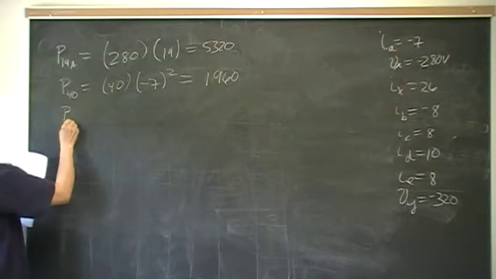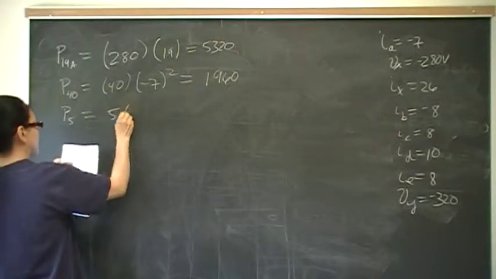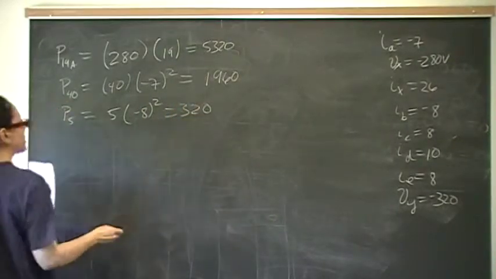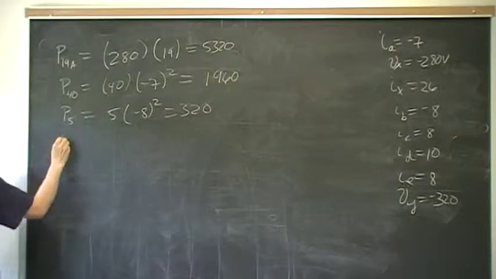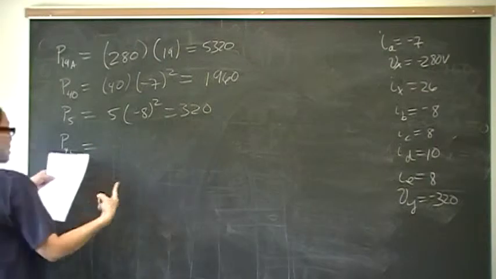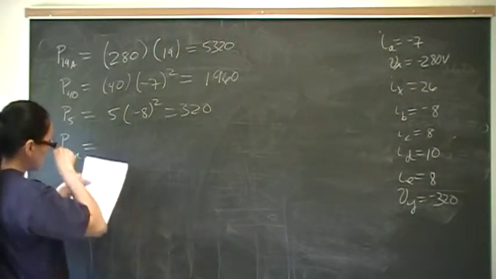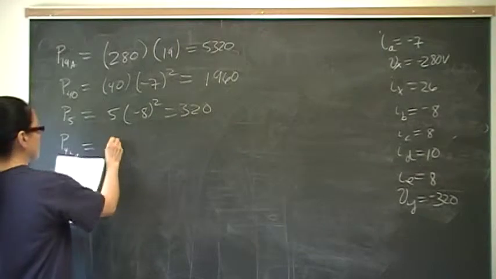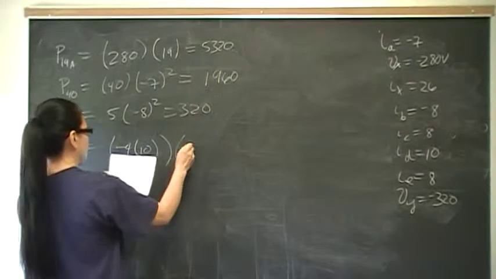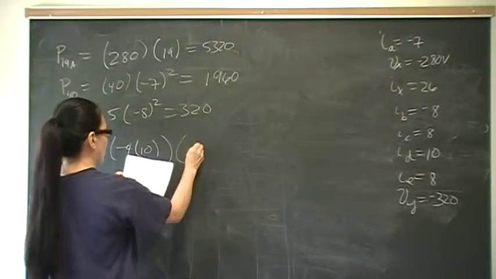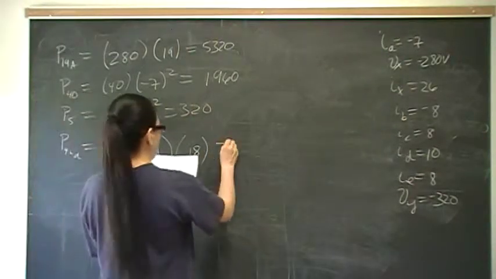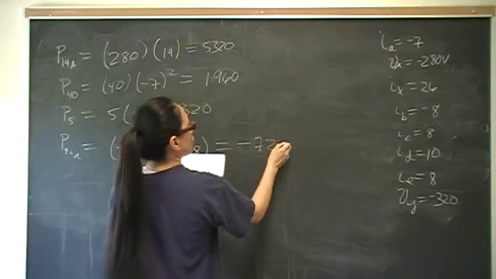So the power dissipated by the 5 ohm resistor is going to be 5 times IB, which is negative 8 squared, so that'll give you 320 watts. So the current controlled dependent current source, power is equal to voltage times current, right? So VI. The V is negative 4 ID, so ID is 10, and IE is the current going through it. That's 18 amps. So that gives me negative 720.